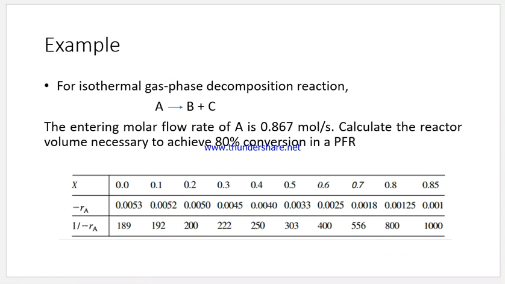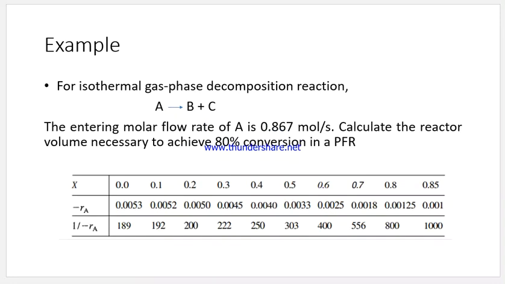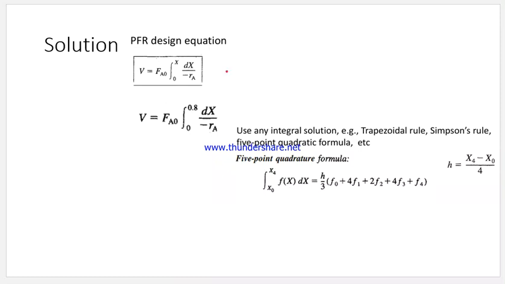So let's look at the solution to this problem. We are asked to calculate the volume of the PFR. The design equation for a plug flow reactor is V equals FA0 times the integral from 0 to X of 1 over minus rA dX. To calculate the volume, we have to determine the range of the integral between 0 and 0.8, because we are asked to calculate it for 80% conversion.